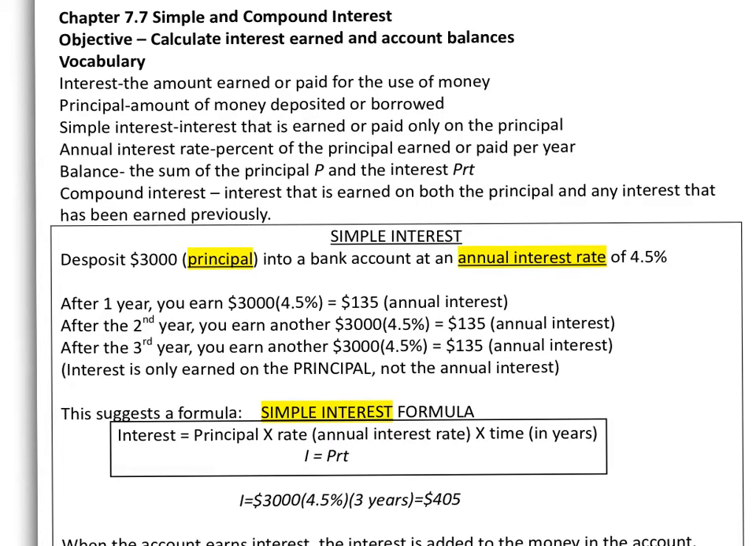7.7 Simple and Compound Interest. The objective of this lesson is to calculate interest earned and account balances. Interest just means the amount earned or paid for the use of money.